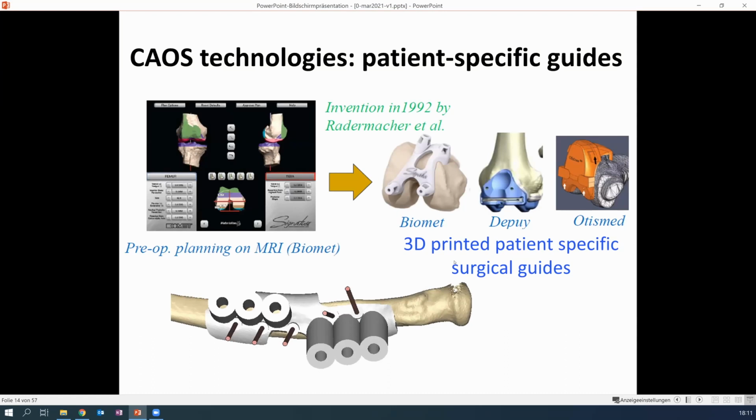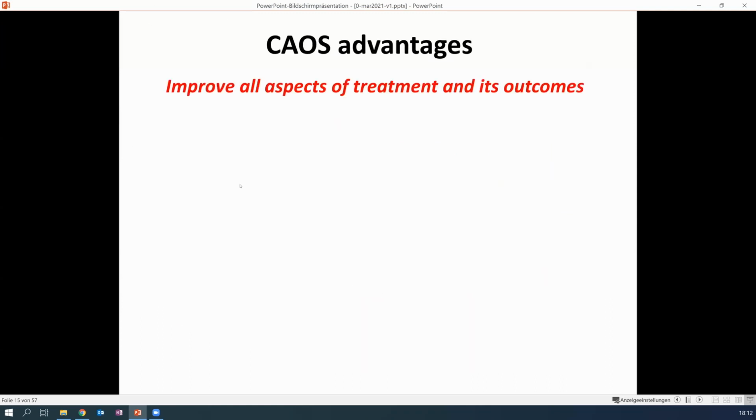And nowadays, 3D printing is something which is well established and certainly has an important role to play in our field. So to summarize the advantages, or what we expected to be the advantages, because I'm going to contrast this with how we're going to do the evaluation. So, of course, we want to improve all aspects of treatment and its outcomes. Remember, surgery or surgical treatment is like a chain. If you have one link which is weak, the chain is going to break there.